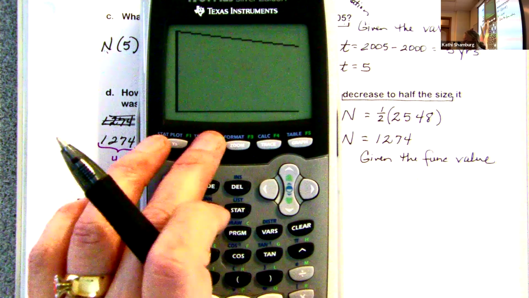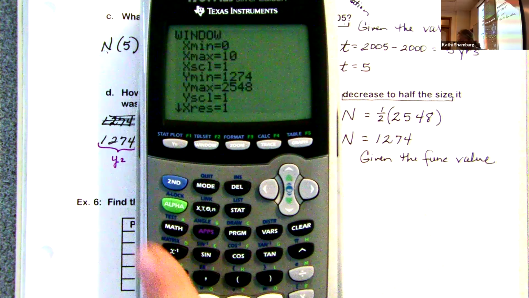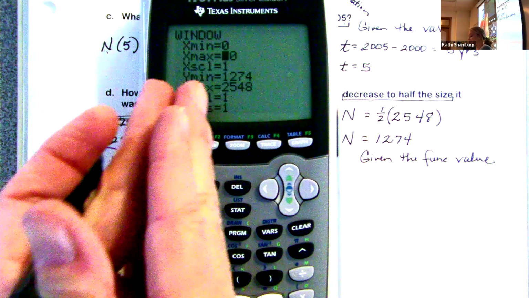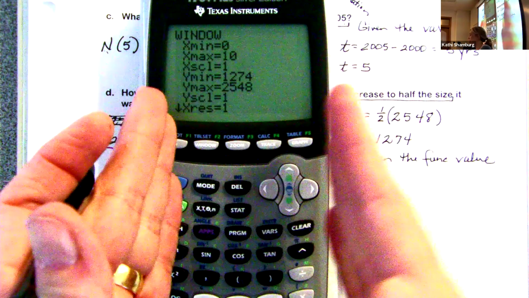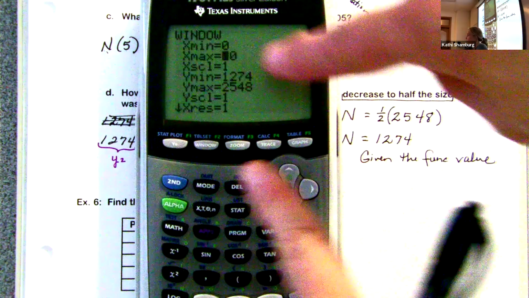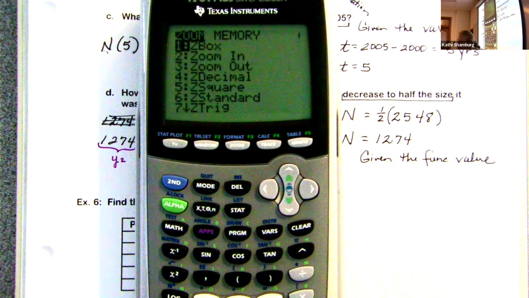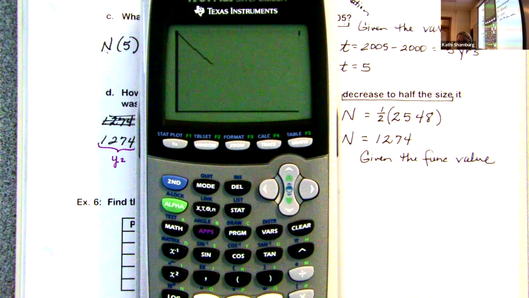Okay, so I'm going to go back to window. Notice my X maximum is at 10, which means this horizontal axis only goes out to 10, and it looked like it was way over here. So I'm going to change that to 100. And then I'm going to do zoom 0 again and keep my fingers crossed that they intersect. Okay, that's looking better. And sure enough, they're going to intersect. So now I know I can find that intersection.